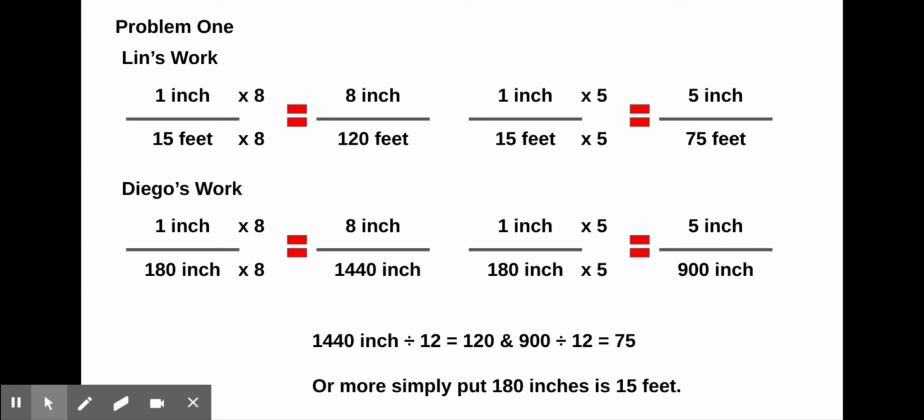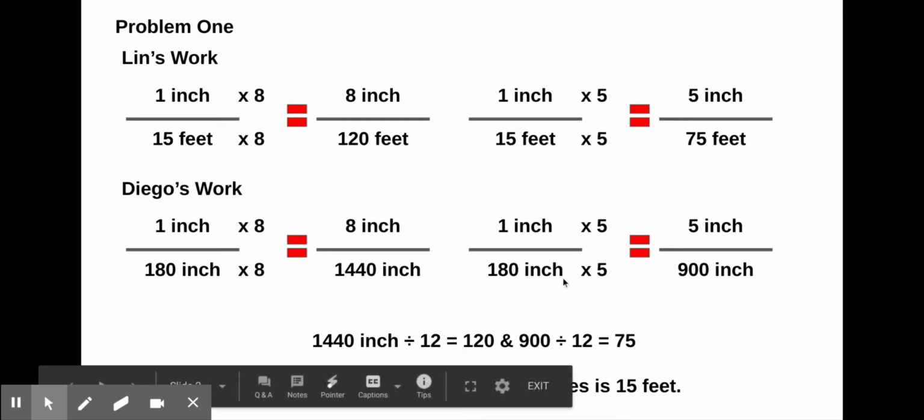Now, an easier way to confirm Diego's work is just to take the whole 180 divided by 15, and divided by 12, and you realize you get 15 feet. 180 divided by 12, 15. And so you could have just proved Diego without all that extra work that I just did there. Because essentially it's the same scale as Lynn.